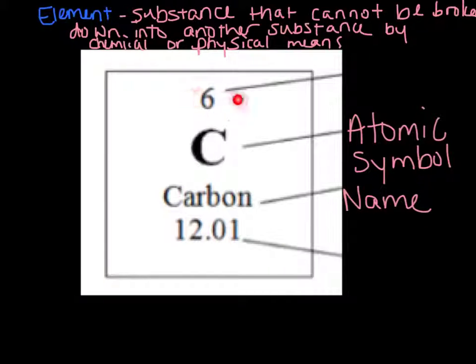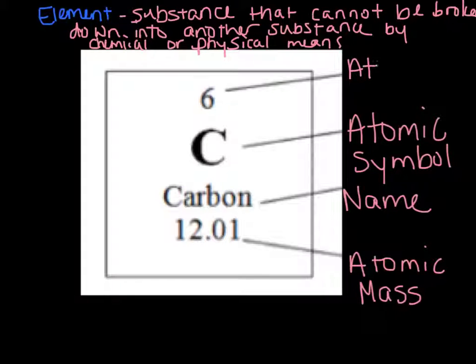Now there's two numbers up here. There's a 6 up here, and there's a 12.01 for carbon. That 12.01 is what we call the atomic mass. And on the other hand, that number at the top, the 6, is what we call the atomic number. They each tell us something very important.